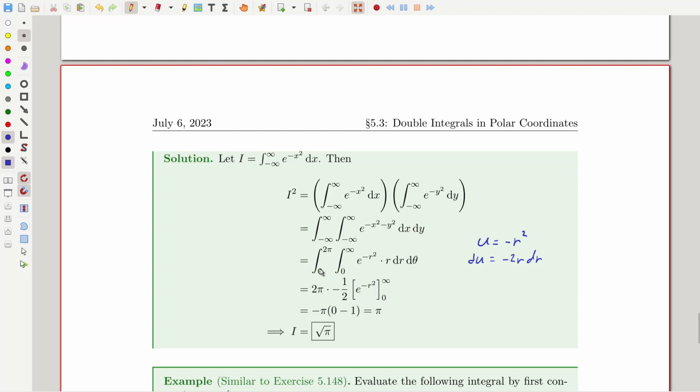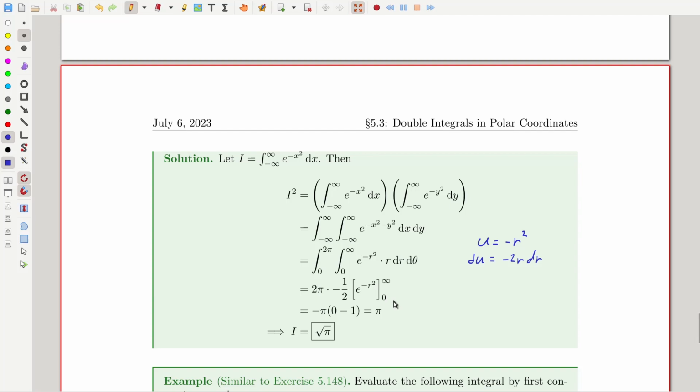And I'm doing something very quickly here, which is that this function inside doesn't have any dependency on theta. So really we could have split this into a product of two integrals, one integral just being the integral of the function 1 from 0 to 2 pi. That gives you this 2 pi out here. This 2 pi is coming simply from the integral with respect to theta, whereas everything else is from the integral with respect to r.